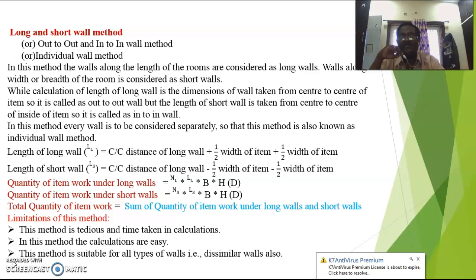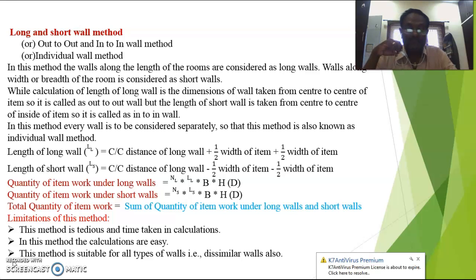But there are some limitations for this method. This method is tedious and time-consuming in calculation. That means it can take more time to complete the preparation of a detailed estimate. Why? Because if the number of long walls increases, you have to calculate every time under the long walls separately, as well as under cross walls and short walls. So this method is very lengthy and tedious to complete the work.